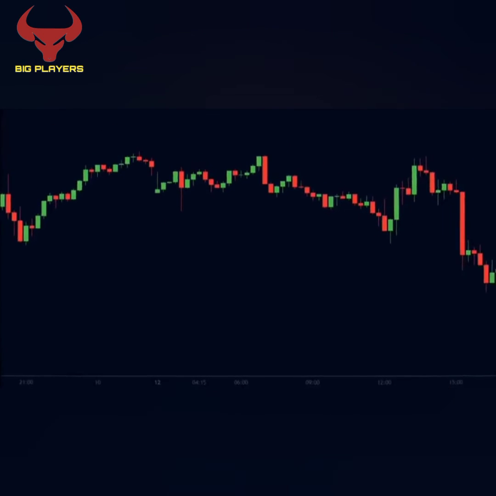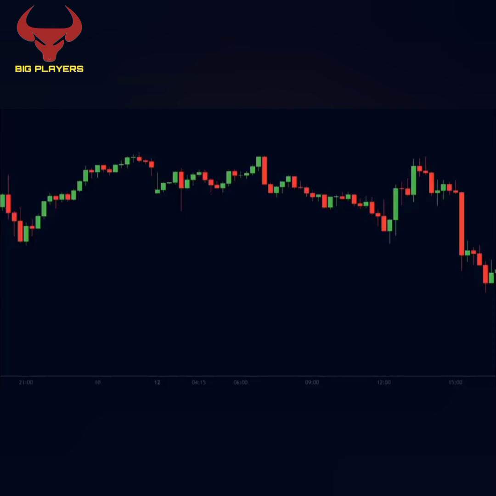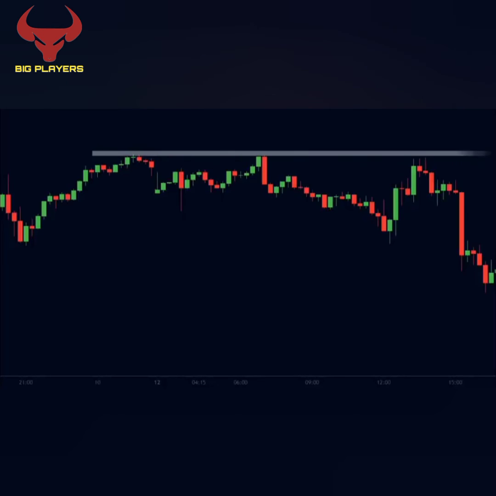Let's look at a sell trade. Here, we can see that the price faced resistance at this level 2 times. So, we could confirm that the resistance level was strong. Therefore, when the price came near the resistance level for the 3rd time, we expect the price to find resistance. And that's exactly what happens.